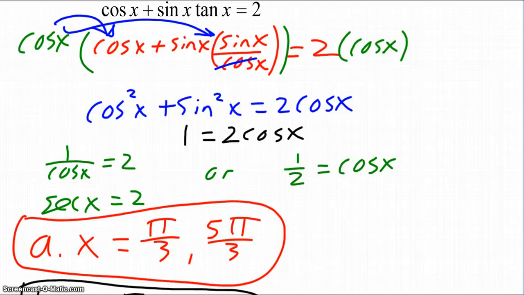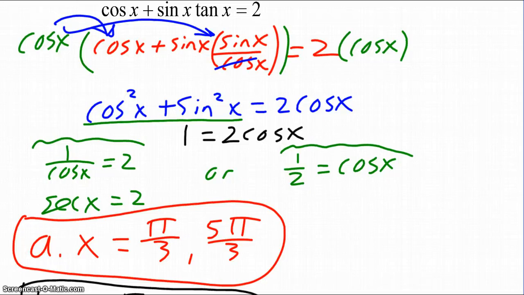Cosine squared plus sine squared, well, we know this equals 1, so I'm left with 1 equals 2 cosine of x. Now from here I have a choice. Over here on the left, I divided both sides by cosine, so I ended up with 1 over cosine equals 2, so secant of x equals 2. Or I could divide both sides by 2, and I end up with 1 over 2 equals cosine.